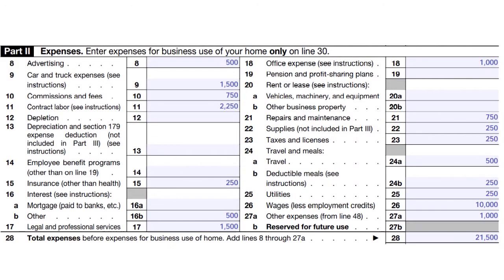Let's talk about part 2 here, folks. Are you with me? Are you still following here? Look on the screen right now. Okay. Part 2, we have what? We have expenses, right? Expenses.